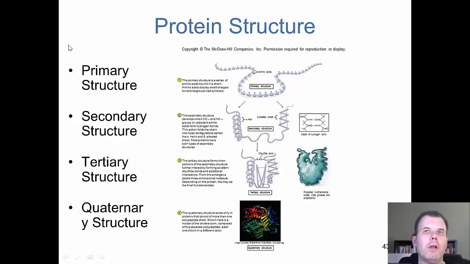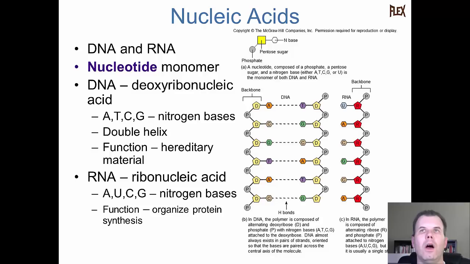So primary is your paper, secondary is your folds, tertiary is your final product, and quaternary is when you're putting lots of those paper airplanes together to form maybe an armada or whatever, and they all fit together into one giant airplane. Okay? So think of it that way. That's quaternary structure. All right, and then the last thing is the nucleic acids.